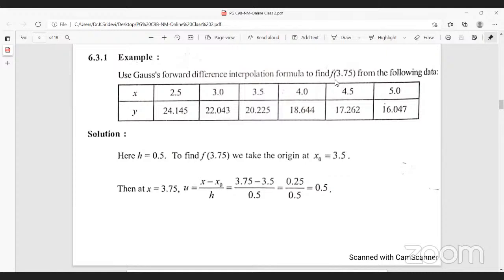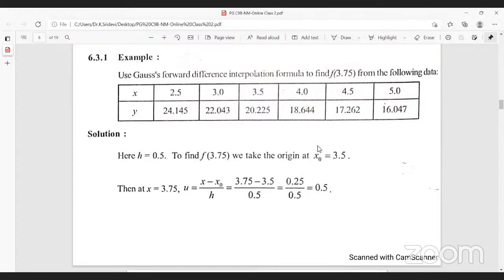Now, according to this x = 3.75, what is the h value from the x values? The difference between two consecutive values is 0.5. So the difference between two consecutive values is the same, 0.5, and that is h. Now we are going to find f of 3.75.